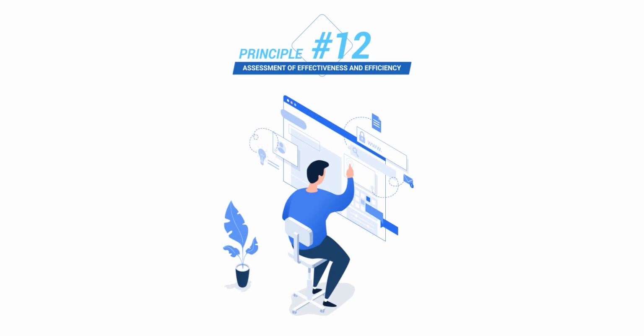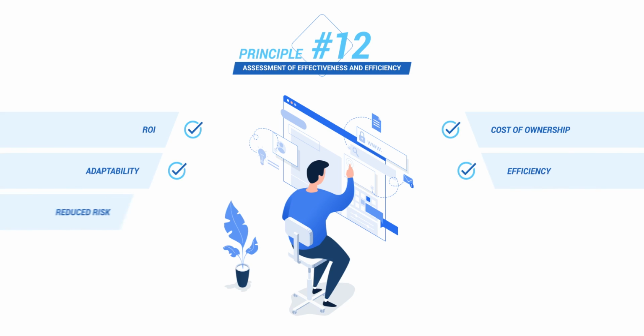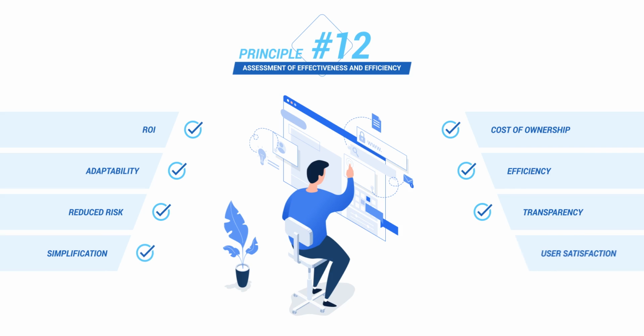Principle 12. Assessment of effectiveness and efficiency. When implementing new public services, consider factors such as return on investment, ROI, cost of ownership, adaptability, efficiency, reduced risk, transparency, simplification, level of user satisfaction. Example: evaluate different technological solutions according to many metrics, such as user satisfaction and cost.